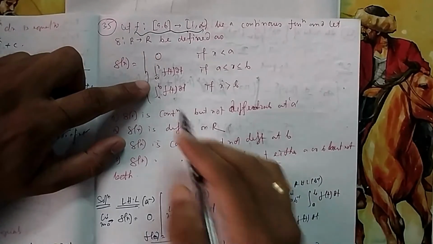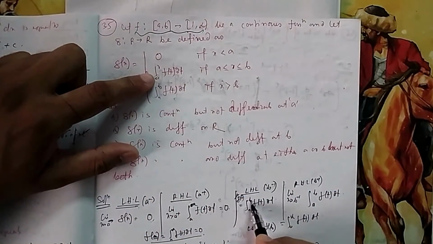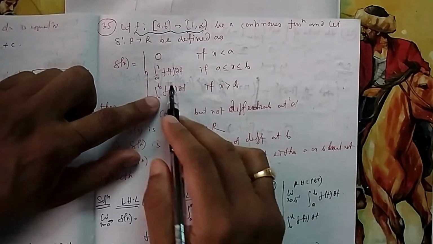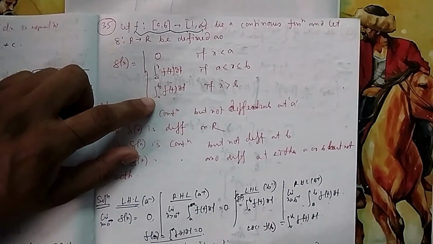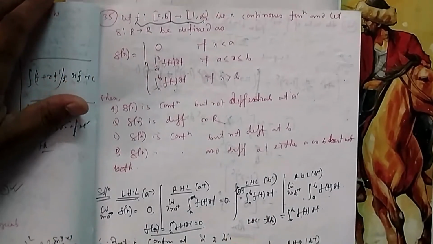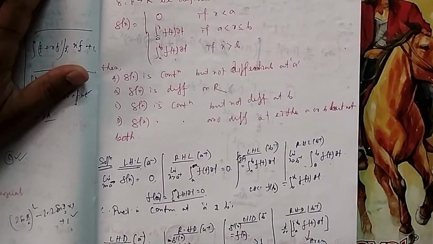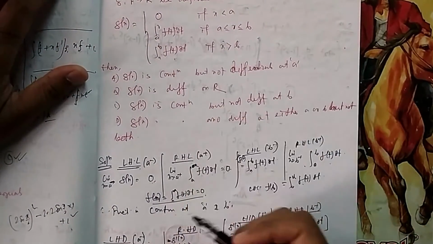Similarly at b, b minus, you will be using this one. So it will be integral a to b of f(t). And b plus, you will be using this one. This is already integral a to b of f(t). So both are again equal. So it is continuous at b. That is for sure. Okay, now you check left hand derivative and right hand derivative, because they are asking differentiability also.